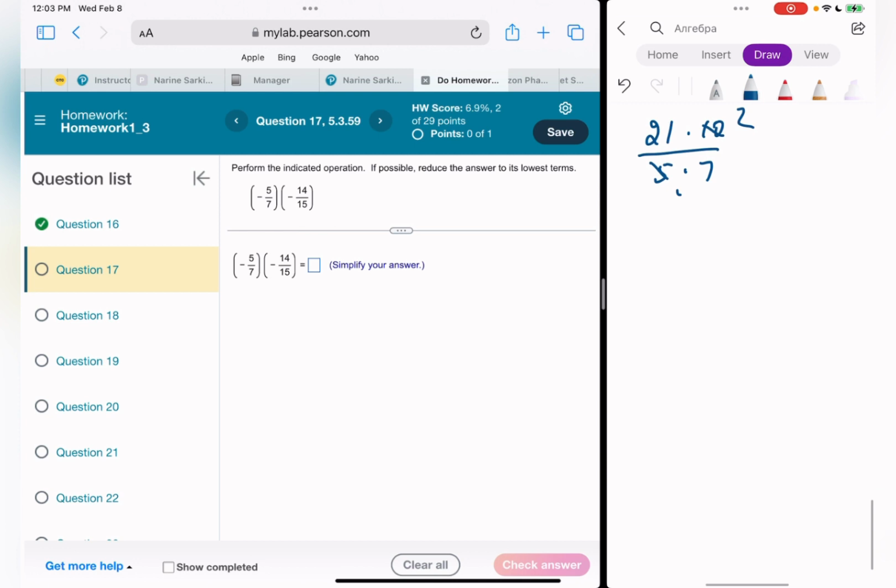So both numbers are negative. When we're multiplying two negative numbers, the answer is going to be positive. So all we have to do is 5 over 7 times 14 over 15. I don't want to rewrite it again, so I can just reduce like that. 5 and 15, this is 1, this is 3, reduced by 5. And the other one, 7 and 14, this is 1, this is 2. And I get 2 over 3.